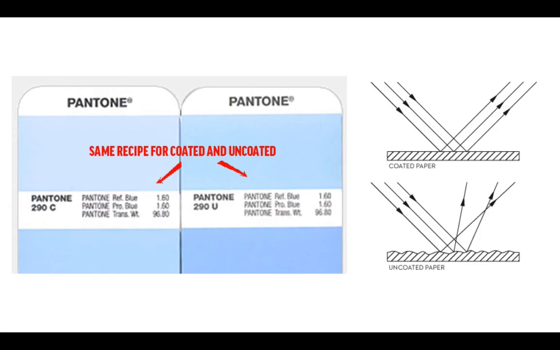If you look a little bit deeper, you'll notice that this has a 290C for coated or 290U for uncoated. Something to pay attention to. The reason that we see it that way is how light shines and reflects off of something that's been printed on.